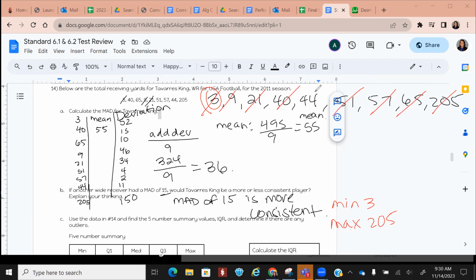Nico, what did you say the median was? Because you added these 2 together? Okay. So 44 plus 51 divided by 2, and we get 47.5. So the median is going to be 47.5.